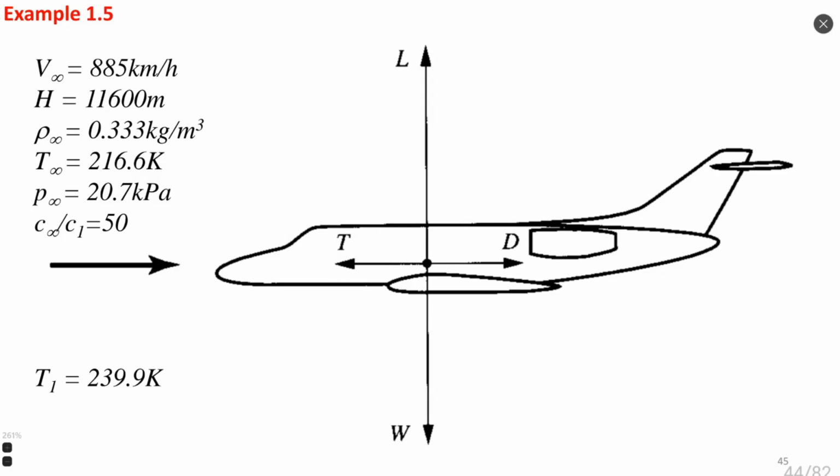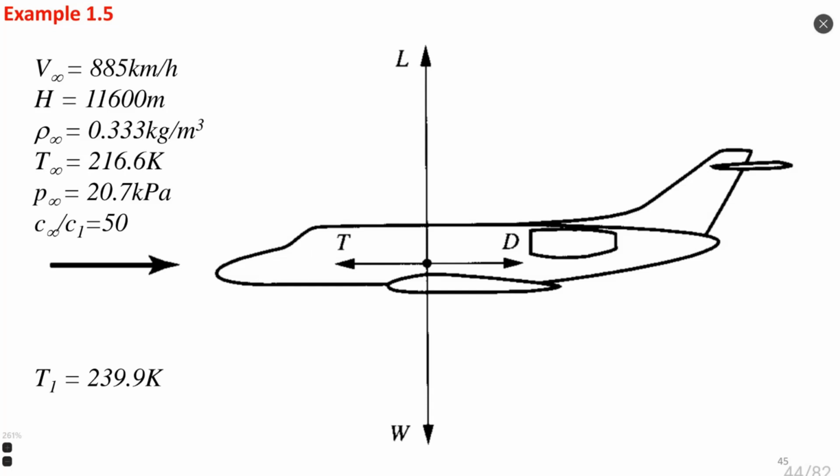So here we will have one example. It corresponds to example 1.5 from the book. It's a bit different because in example 1.5, Anderson used imperial units, and in this example, I'm using SI units for calculation because these are main units for us.